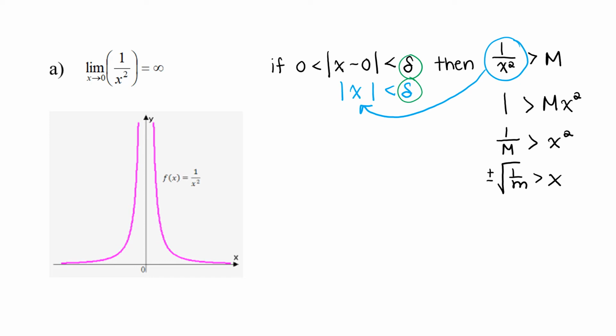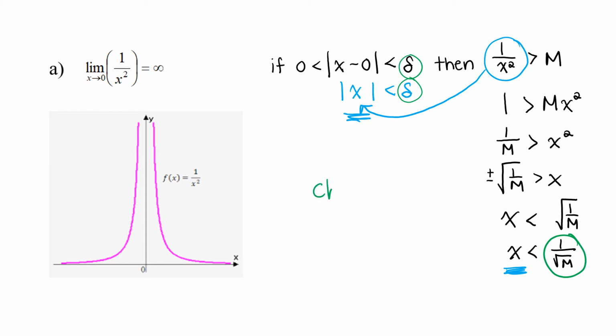Since we're trying to have, well, I won't go there quite yet, so let's just reverse this real quick. So we have x is less than plus or minus the square root of 1 over m. And we're looking for just the positive, because delta has to be positive, so x is less than the positive square root of 1 over m. So x is less than 1 over the square root of m. And that is the delta that we need.